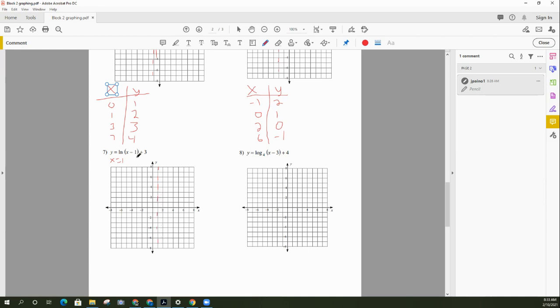So my domain is 1 to infinity. And the range is all real numbers. My table of values, again, are going to have e in it. But we're still going to start one more than h. So again, h is 1, so we're going to start at 2. And whenever you plug that in, you always just get your k.